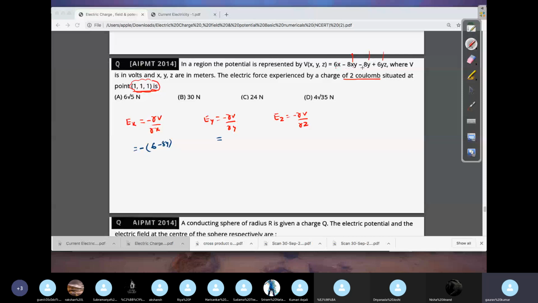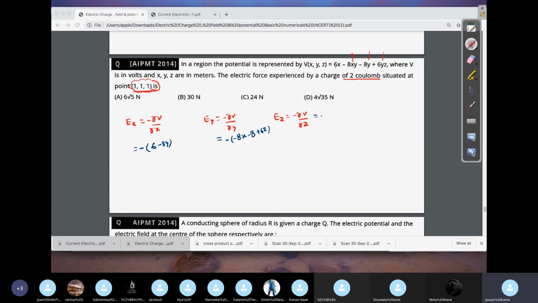So all three will give you some term here, right? We'll get from here minus of, so first will give you 0. This will give you minus of 8x. Then this will give you just minus of 8. And this will give you plus of 6z, plus of 6 into z.